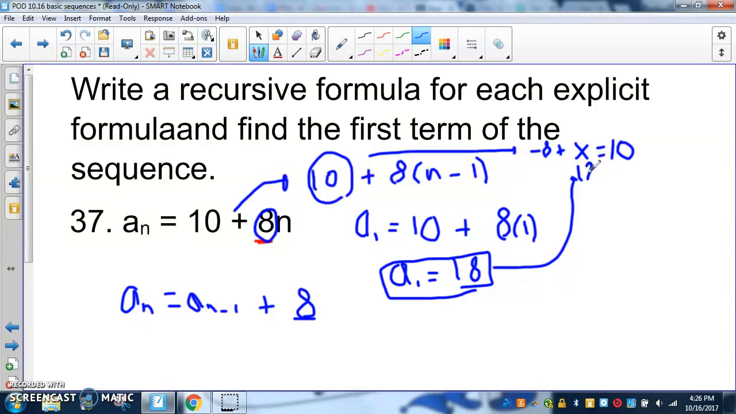So this is a different way to do this, but if you really, really wanted to rewrite this the same way we have it on the other page, you could call this 18 plus 8 times the quantity n minus 1. That's optional. Really, the only thing you need to do to find that first term is just plug in 1 for n, and you got it.